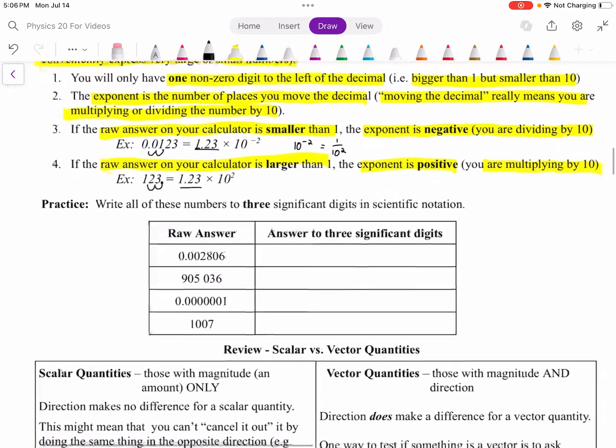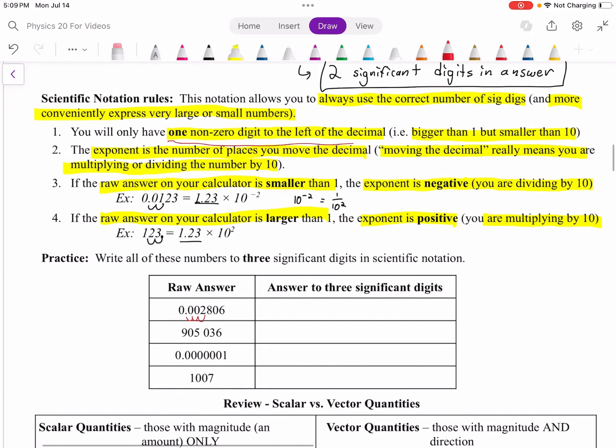We'll get some practice with this. Okay, so first up, our raw answer from our calculator. We want to write all of these to 3 significant digits in scientific notation. So here we have 0.002806. We're going to need to move that decimal. So here we go, let's count it out. We have to move it to get scientific notation: 1, 2, 3, and that will do it, because now we're going to have 2.8 something times 10 to the power of something, right? We can see that will do that.